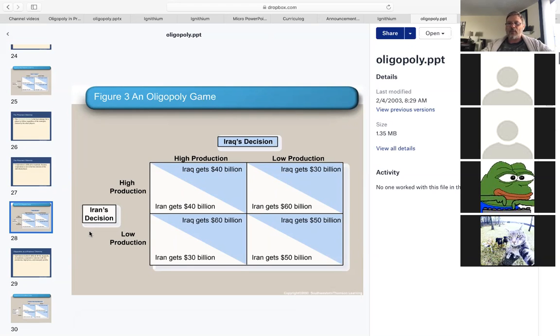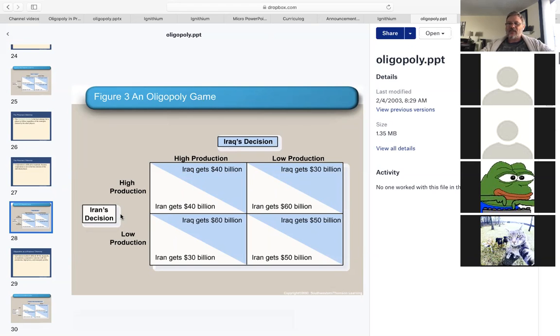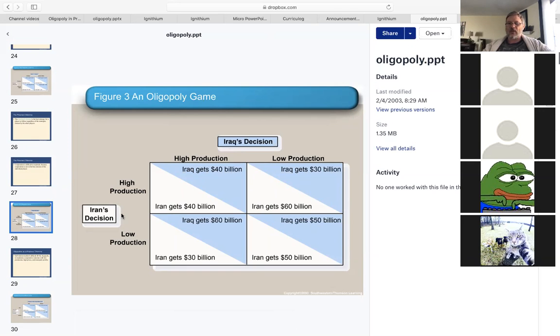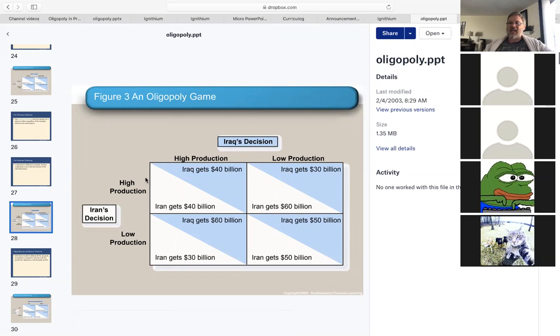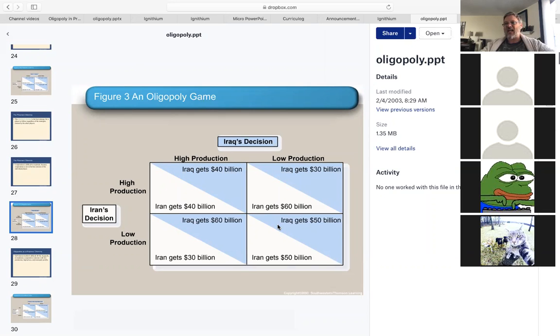It has to do with the OPEC oil cartel, and you can see here two members of OPEC, Iraq and Iran, and they have an economic decision to make that's going to influence their profits and the price of oil. So what we know is that if production is high, oil price is going to be low. And if production is low, oil price is going to be high.